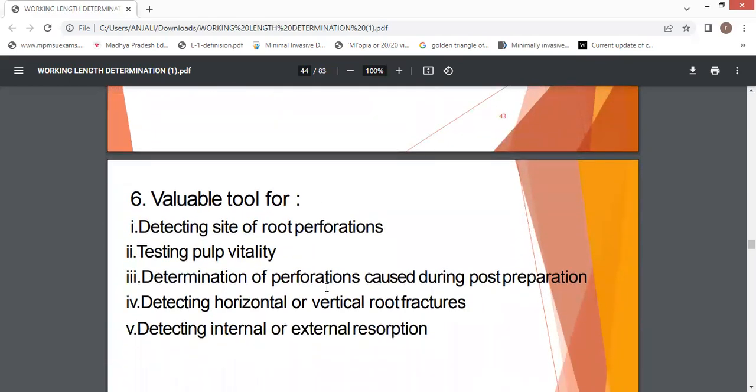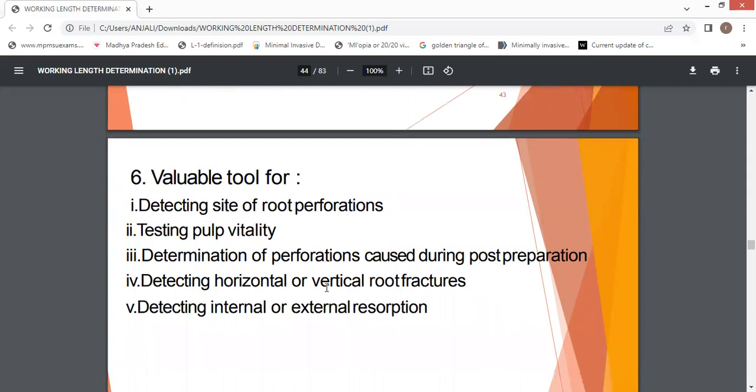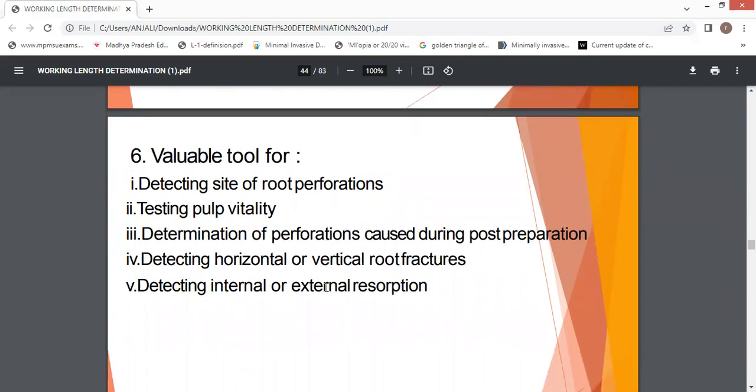It is a valuable tool for detecting the site of perforations, testing pulp vitality, and determining perforations caused during post space preparation, detecting horizontal or vertical root fractures, and detecting internal or external resorption.